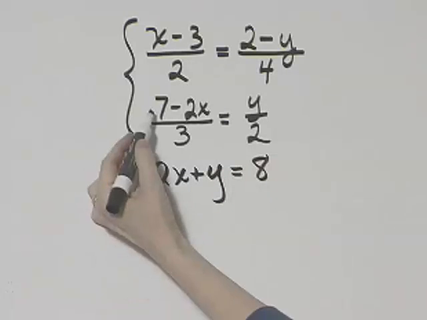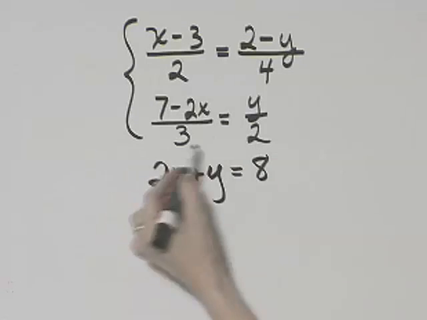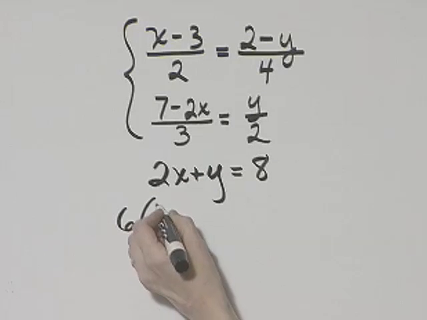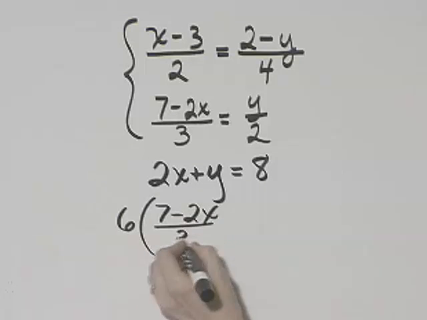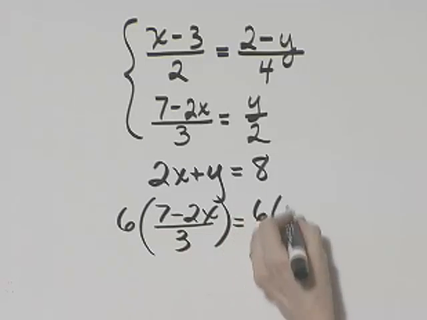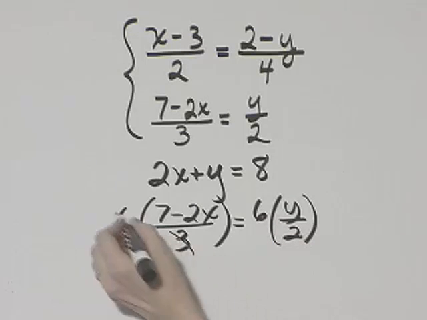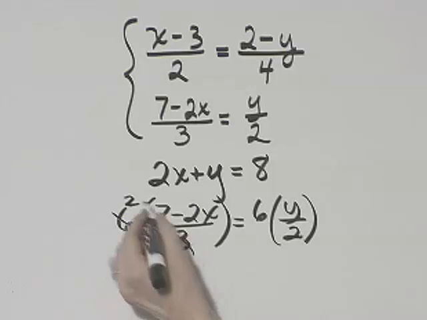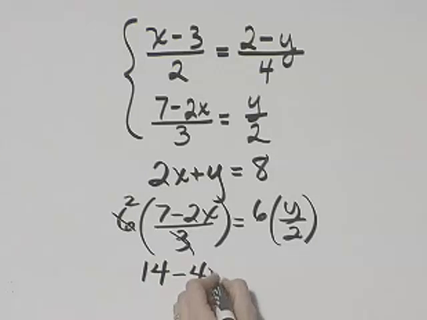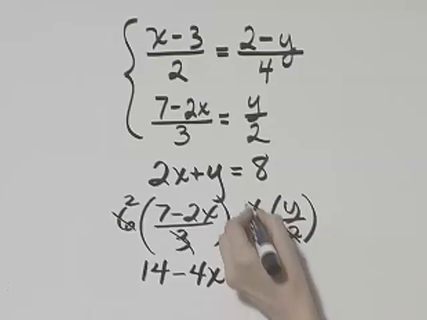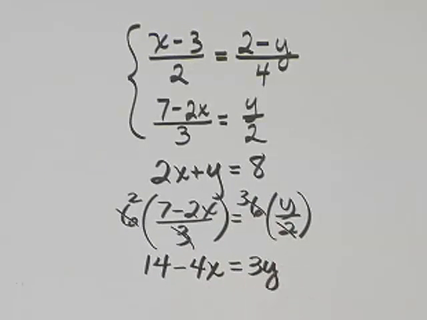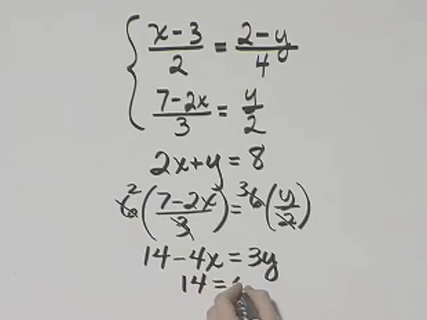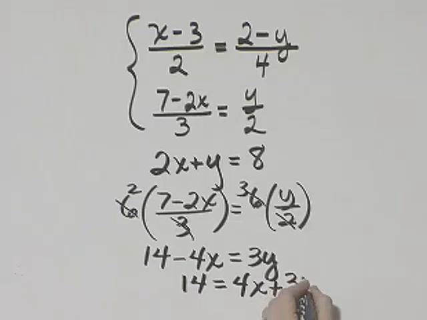Let's do the exact same thing with this second equation of our system. Let's multiply both sides of this equation by 6, the LCD. So 6 times the left side, 7 minus 2x all over 3, is equal to 6 times y over 2. 3 divides into 6 2 times. Let's go ahead and multiply. 2 times 7 is 14, minus 2 times 2x is 4x, is equal to 2 divides into 6 3 times, and I have 3y. I'm going to write this as 14 is equal to 4x plus 3y.